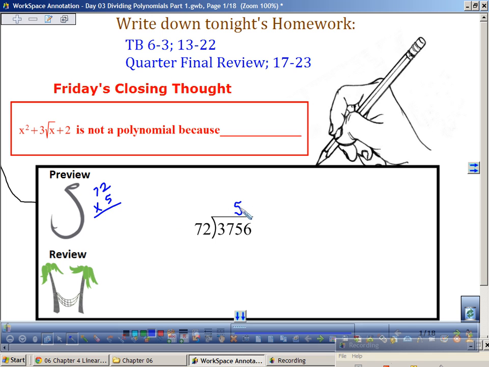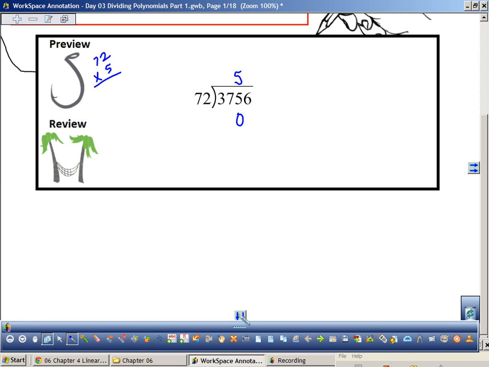All right, so what would be the first step here? What would you do? 5 times 2, right? So can't I just do that here? 5 times 2 is 10. Whoa. Okay.